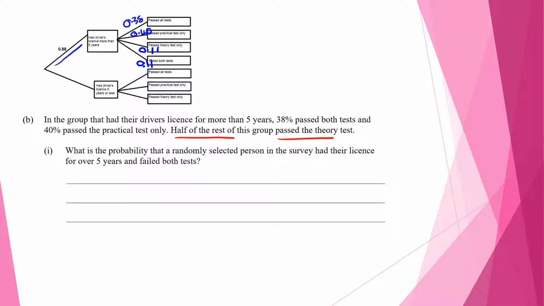So we're looking at the branch that had their license for over 5 years and failed both tests. That is this branch down here. So we have a probability of 0.88 times 0.11, and that gives us a total probability of 0.0968. And that's the answer. So that's an achieved grade.